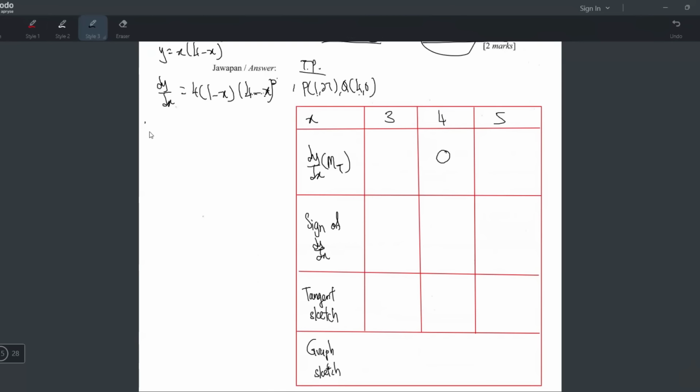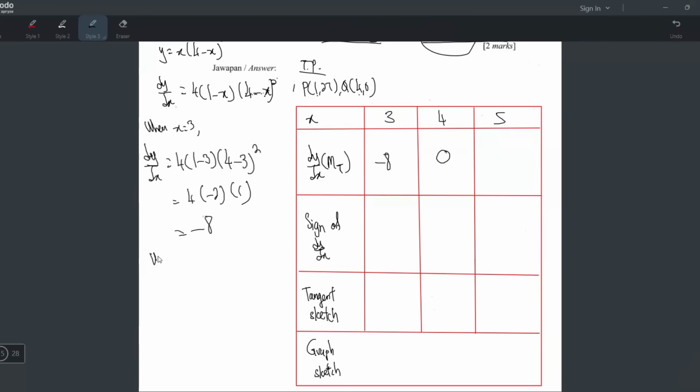Okay, I'll just do it here. When x equals 3, your dy/dx is equal to 4(1 minus 3), and then (4 minus 3) squared. Okay, 1 minus 3 is negative 2, 4 minus 3 is 1, square is 1, and then 4 times negative 2 is negative 8.